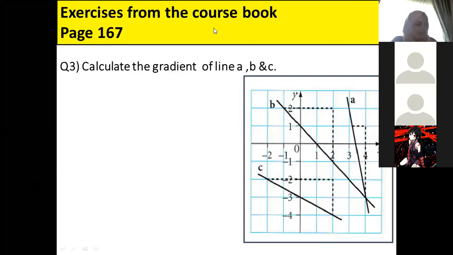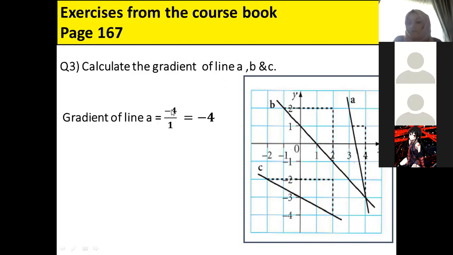Selina. So it's one across and 4 up. So it's up over across. Yeah, so it's 1 over 4. No, it's up over across. So it's 4 over 1, negative. Yes. 4 over 1, which is negative 4, because it's a decreasing line. Thank you, Selina. Excellent.